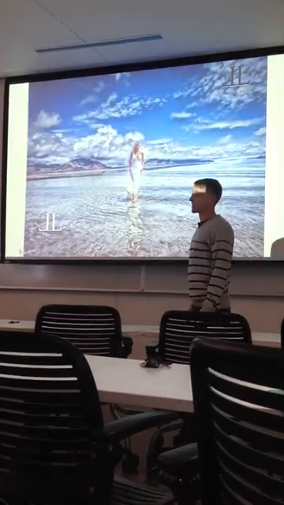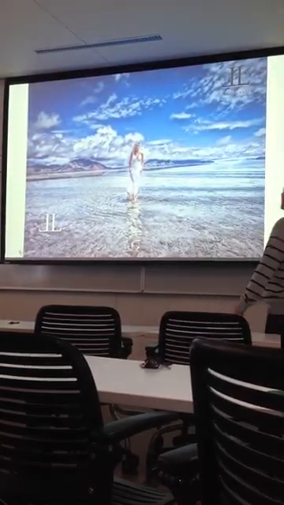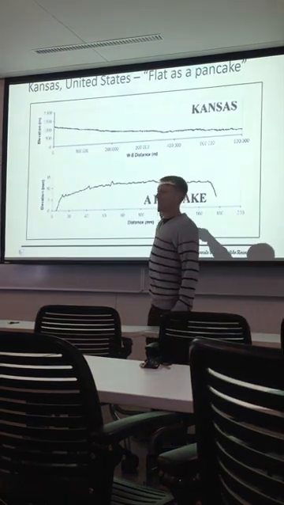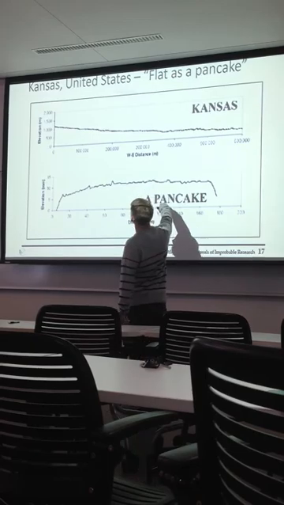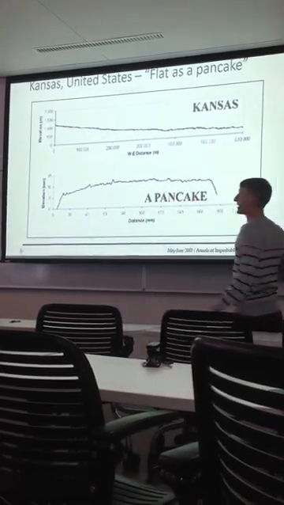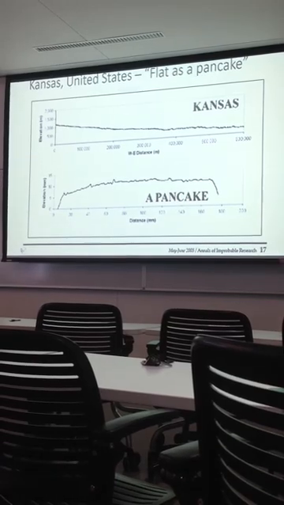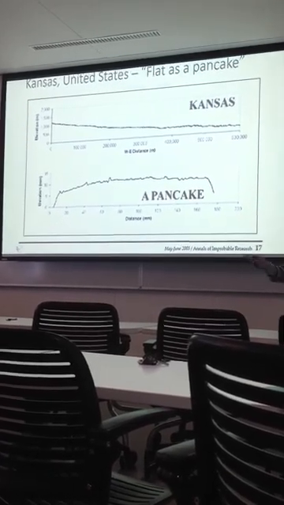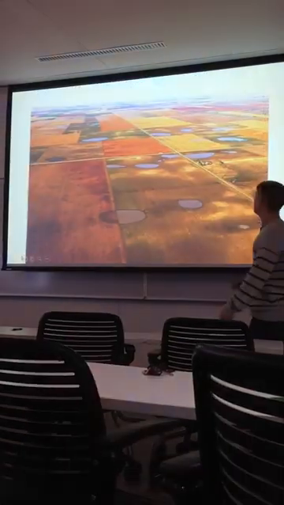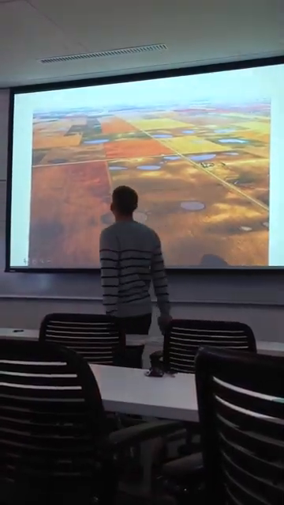Had to throw some sex to get you guys interested still. Kansas State, it's known as flat as a pancake. This is the elevation level of a pancake and the elevation level of the state of Kansas. Interesting. Remember, 8-inch curvature every mile squared. Interesting. That's Kansas being as flat as a pancake.